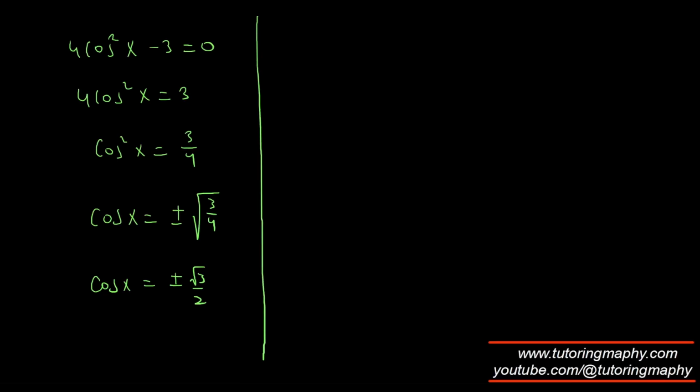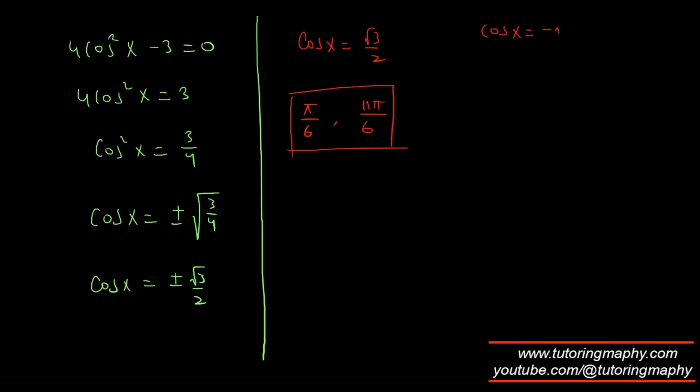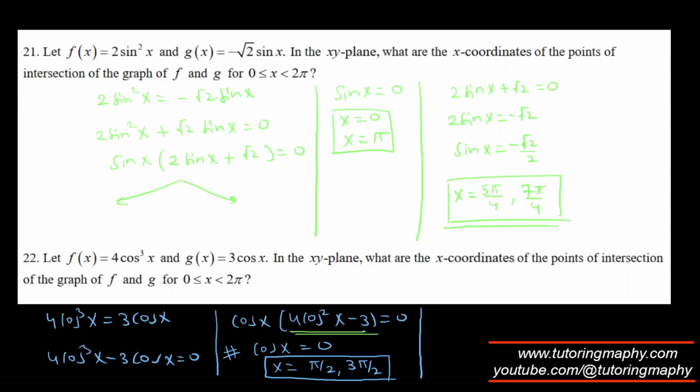So from here I have two solutions. One is when cos x is root 3 over 2, and that happens in pi over 6, quadrant 1, and quadrant 4, which is, I think, 11 pi over 6. And then I have cos x equal to negative root 3 over 2. That happens when x is in quadrant 2 and 3. So pi over 6 is the reference. So it will be pi minus pi over 6, which is 5 pi over 6, and pi plus pi over 6, which is 7 pi over 6. So these two are the solutions as well. So I think we have 6 solutions in total.